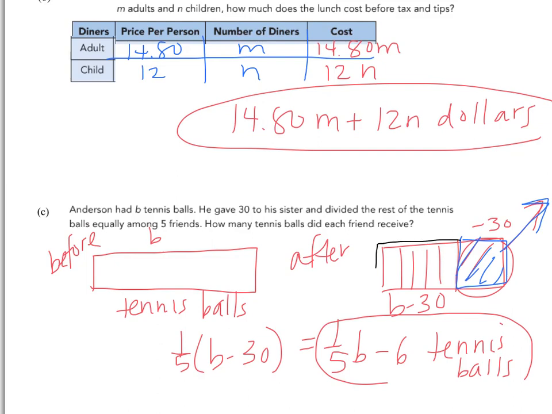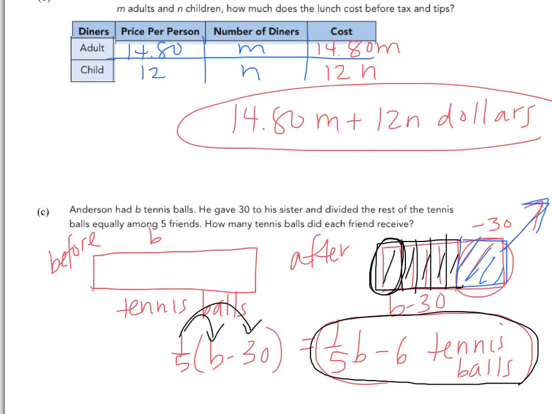Okay, so then this is what I'm left with. I have this piece of my total left over, and I need to make it into 5 friends. So I'm breaking it into 5 somewhat equal groups. So there's 1, 2, 3, 4, 5 groups. How many tennis balls does each friend receive? Each friend is going to receive 1/5 of this part that's remaining, which is B, the total, minus the 30 we took away. So each friend is getting 1/5 of (B minus 30), because they're only getting one piece of what's left over. So then we distribute this. 1/5 of B is 1/5 B, and 1/5 of negative 30 is negative 6. So each friend will receive 1/5 B minus 6 tennis balls.